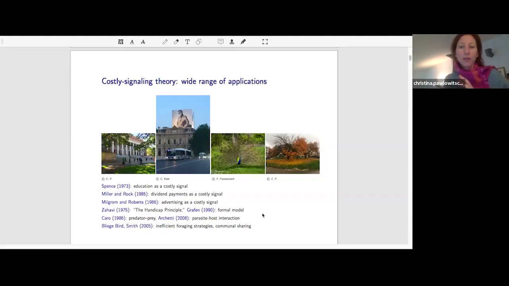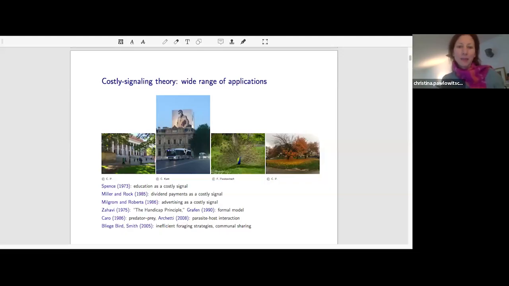And so what I try to show in this first slide is to give you some impression of the range of applications of costly signaling. I feel almost that when one starts to use this paradigm to interpret the world around us, it's hard not to see costly signaling everywhere. Here I have just given some examples, some applications that have been discussed in the literature, in biology or in economics. So the first one stands for education as a costly signal.